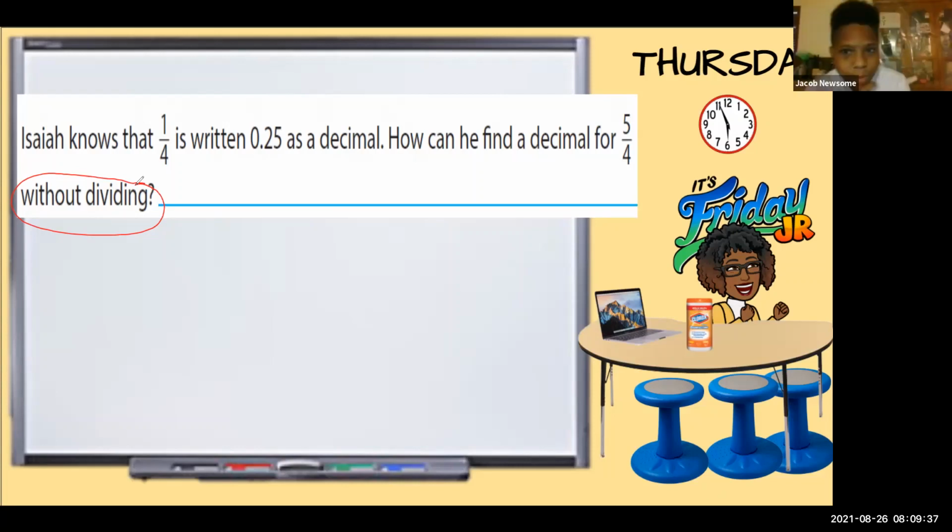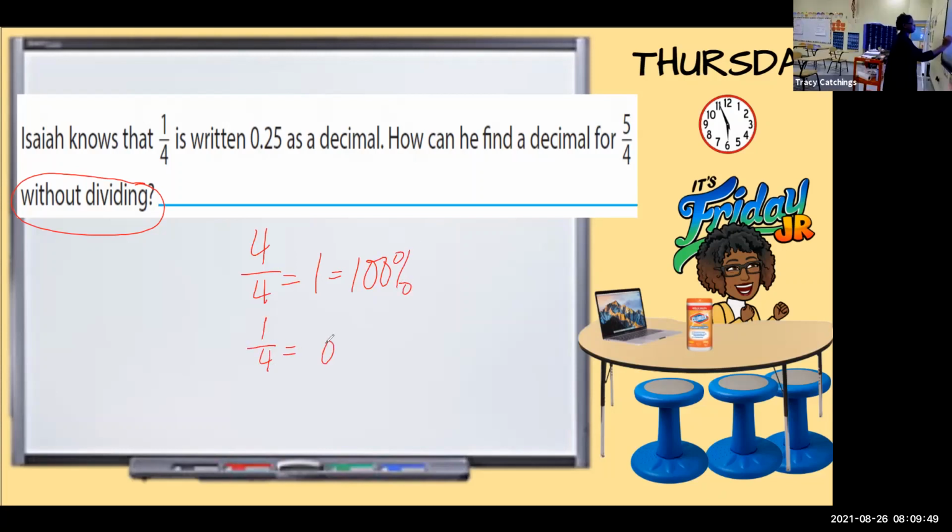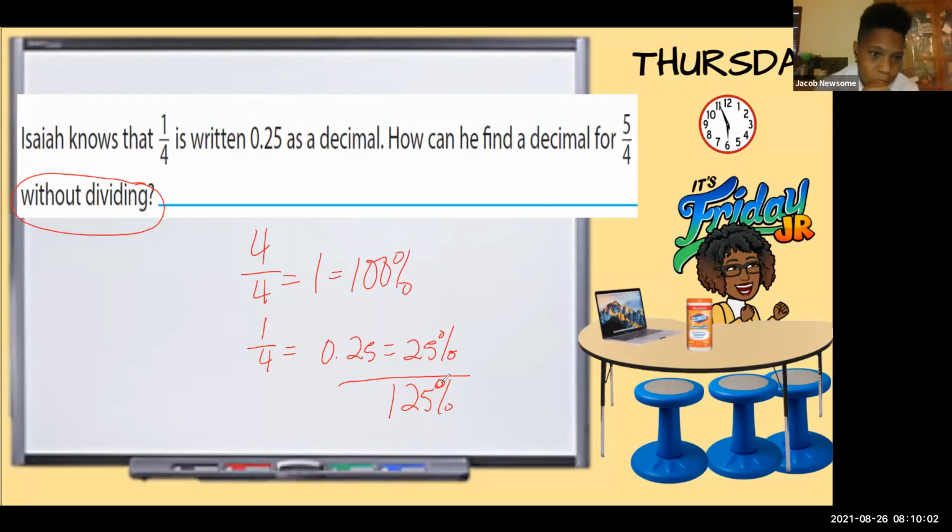So 4/4, they're going to equal 1, so that's 100%. Plus that 1/4, that's 25%. Okay, plus another 1/4, you say it'll be 25 and then 25%. Okay, so you're saying 125%? Yes, ma'am. Okay. Anybody else have an idea of how we can figure out 5/4 without dividing?